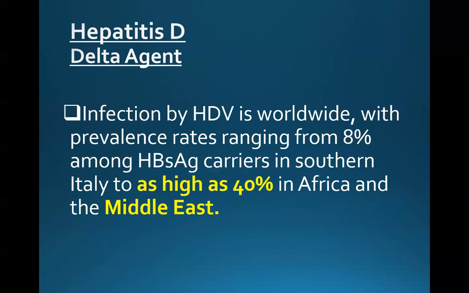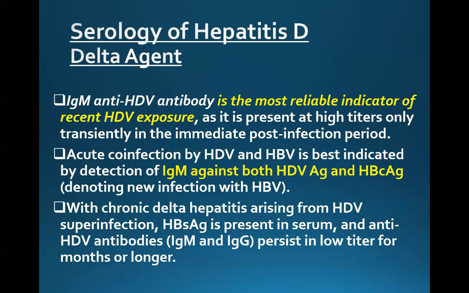All right, so how about this? 40% in Africa and the Middle East. Okay, that's pretty high, right? So serology, IgM, is going to tell you if you have a recent infection. That's the most important test in this case. It will tell you if you have a recent hepatitis Delta viral infection or exposure.